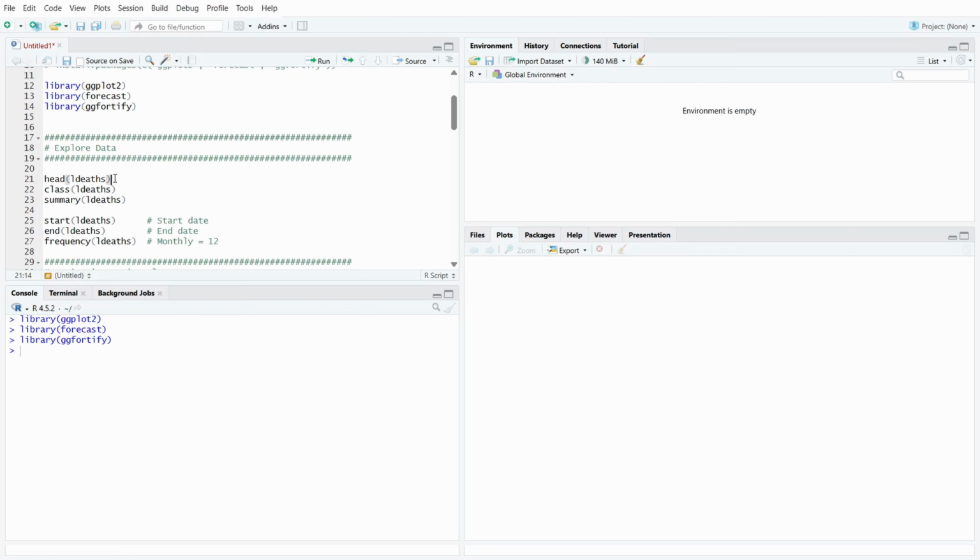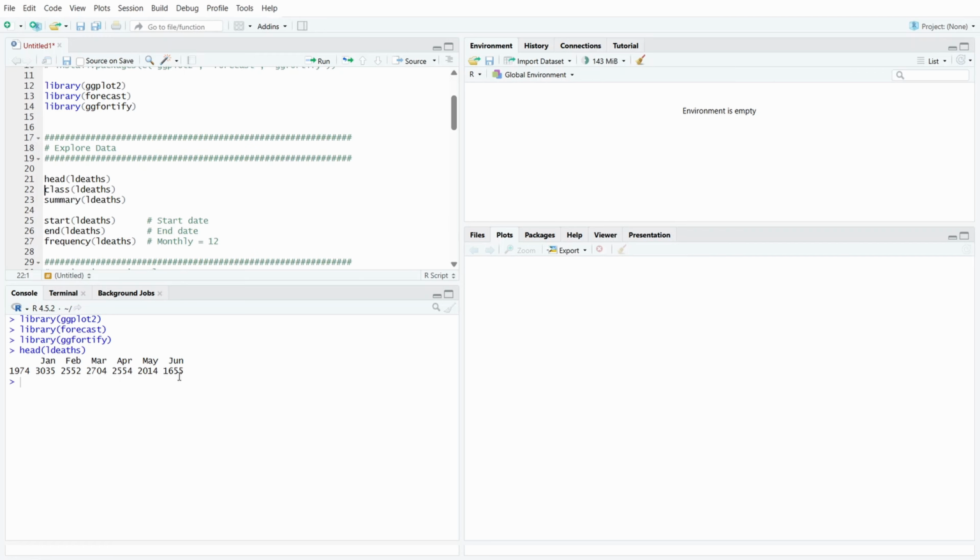Using the head command, we see the first 6 months of 1974. Notice the numbers. We started over 3,000 deaths in January and see a steady decline as we move toward June. This immediate drop off as the weather warms up is our first hint that seasonality is going to play a massive role in this analysis.